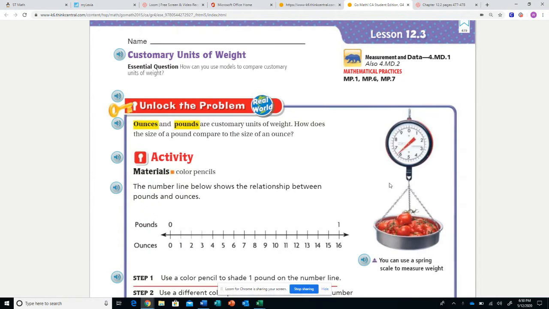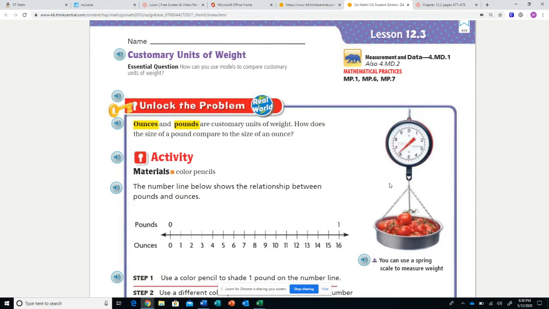So our two vocabulary words here in Unlock the Problem are ounces and pounds. These are customary units of weight. And then it says, how does the size of a pound compare to the size of an ounce? So this is the part where I'm not exactly fired up about this comparison, but you're going to get the hang of it with no problem.